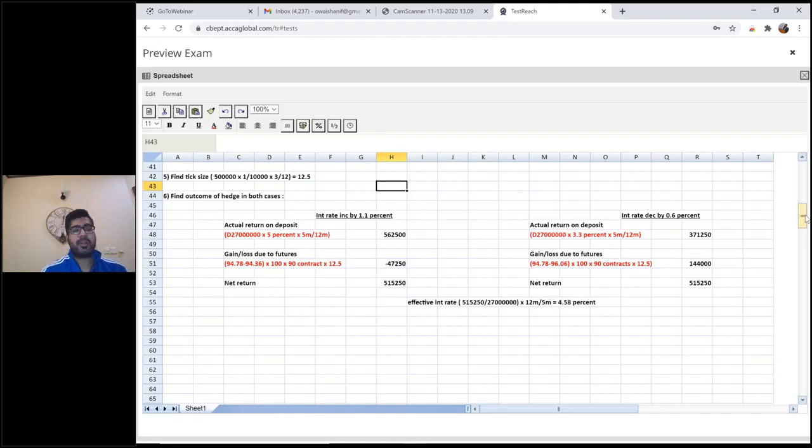Gain or loss due to futures is the formula: the difference between the futures price 94.78 and the closeout price, which is 94.36 in an increase and 96.06 in a decrease, times the spot, into contracts and tick. You got the answer, but it's a gain or loss. It's buy now, sell later. Buy at 94.78, sell at 94.36, which is less. It's a loss. A loss reduces return, deducted. And buy now at 94.78, sell at 96.06, which is higher. It's a gain. A gain increases return, added.